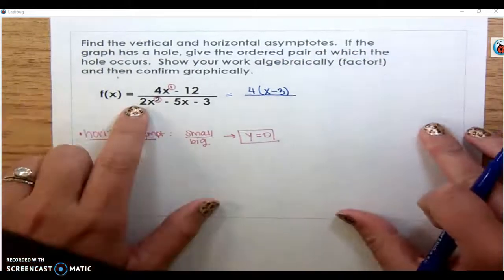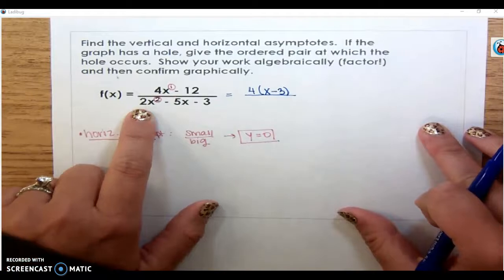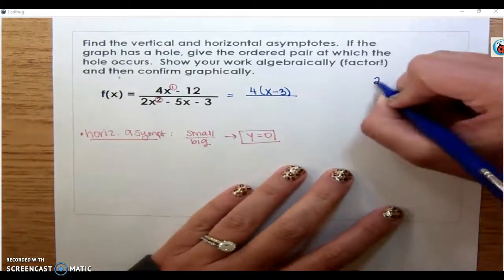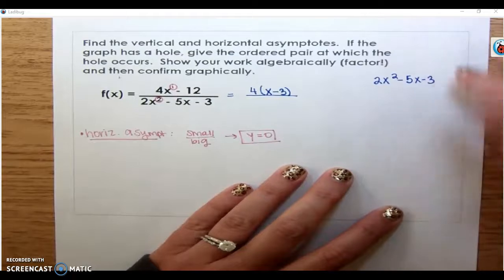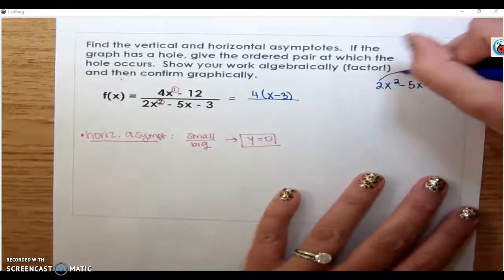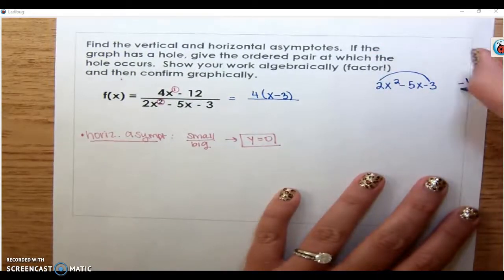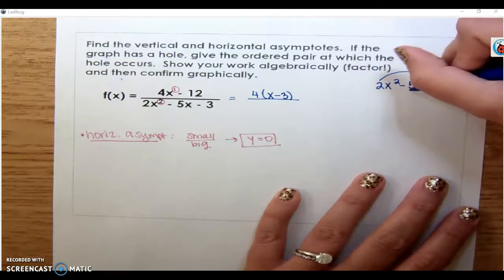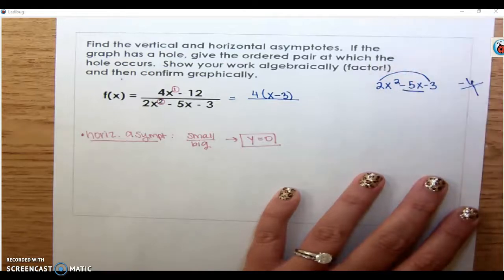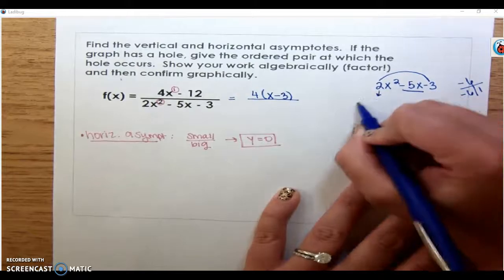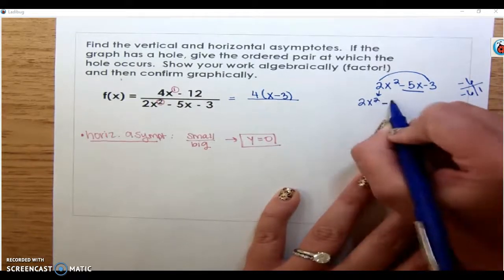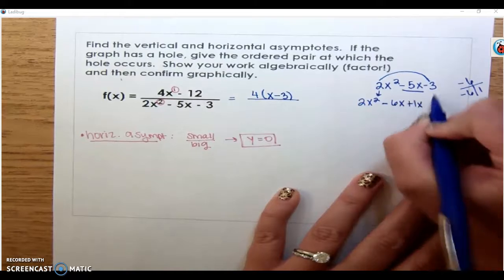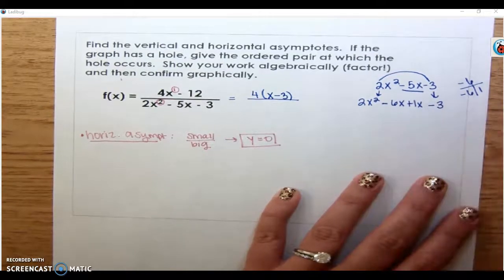The denominator, because we have no GCF and there's a 2 out here, I'm going to come over here to the side, and we're going to have to do the AC method. So 2 times negative 3 gives us negative 6. Find any two numbers that multiply to that negative 6 and add to negative 5. So we can use negative 6 and 1. If we bring down the first term, we replace the middle term with our two numbers, so minus 6x and plus 1x, and bring down our negative 3.